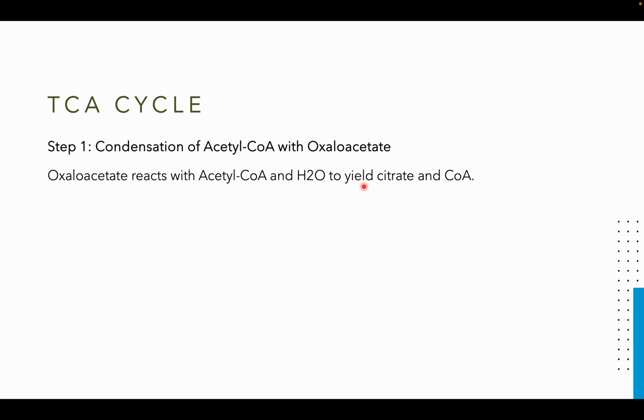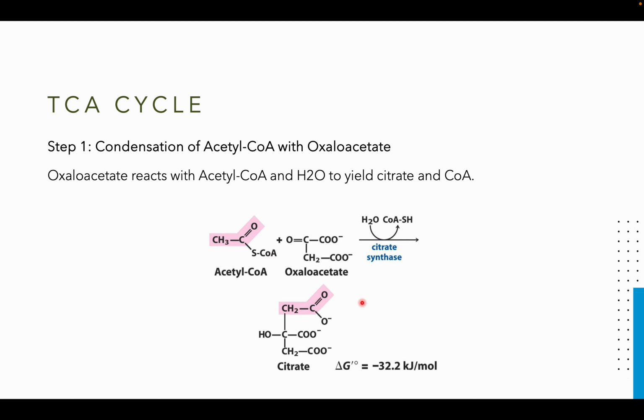So the TCA cycle starts with different steps. One of the steps is the condensation of acetyl coenzyme A with oxaloacetate. The acetyl coenzyme A, which is released by the oxidation of pyruvate, condenses with oxaloacetate to form citrate and releases coenzyme A. Here you can see the acetyl coenzyme A and the oxaloacetate combine to form a 6-carbon molecule known as citrate, and one molecule of coenzyme A is released and water is utilized in this reaction.